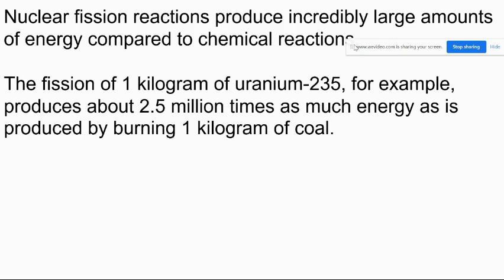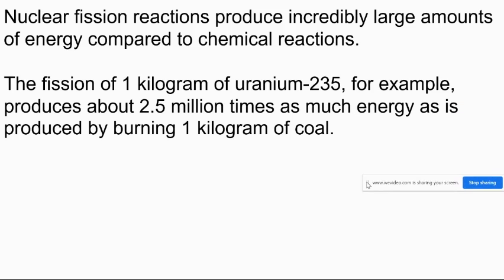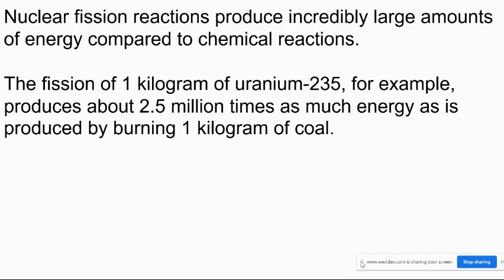Nuclear fission then is going to produce an incredible amount of energy. So for example, 1 kilogram of uranium will produce 2.5 million times more energy than a kilogram of coal. A kilogram is 2.2 pounds. So 2.2 pounds of this stuff will produce 2.5 million times more energy than 2.2 pounds of coal. That's a crazy amount.